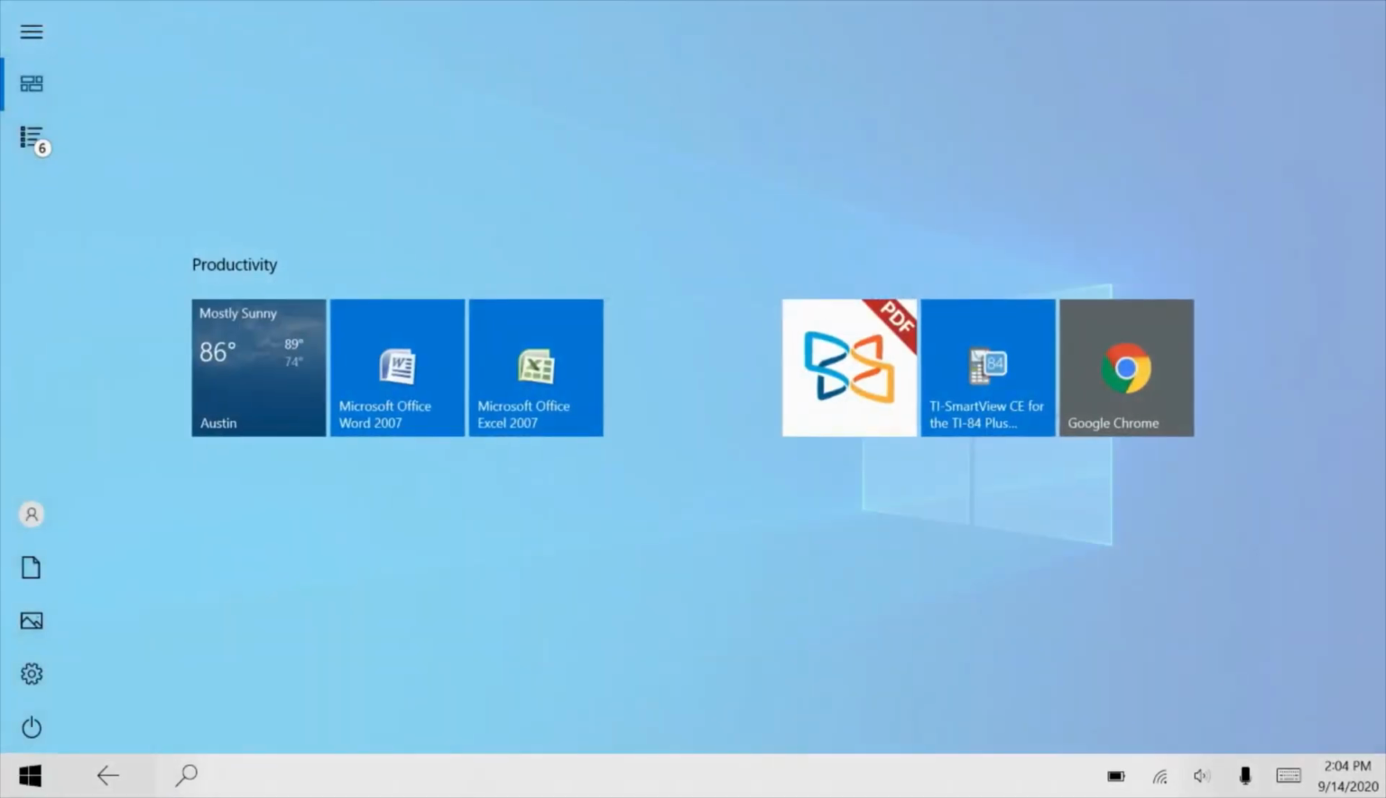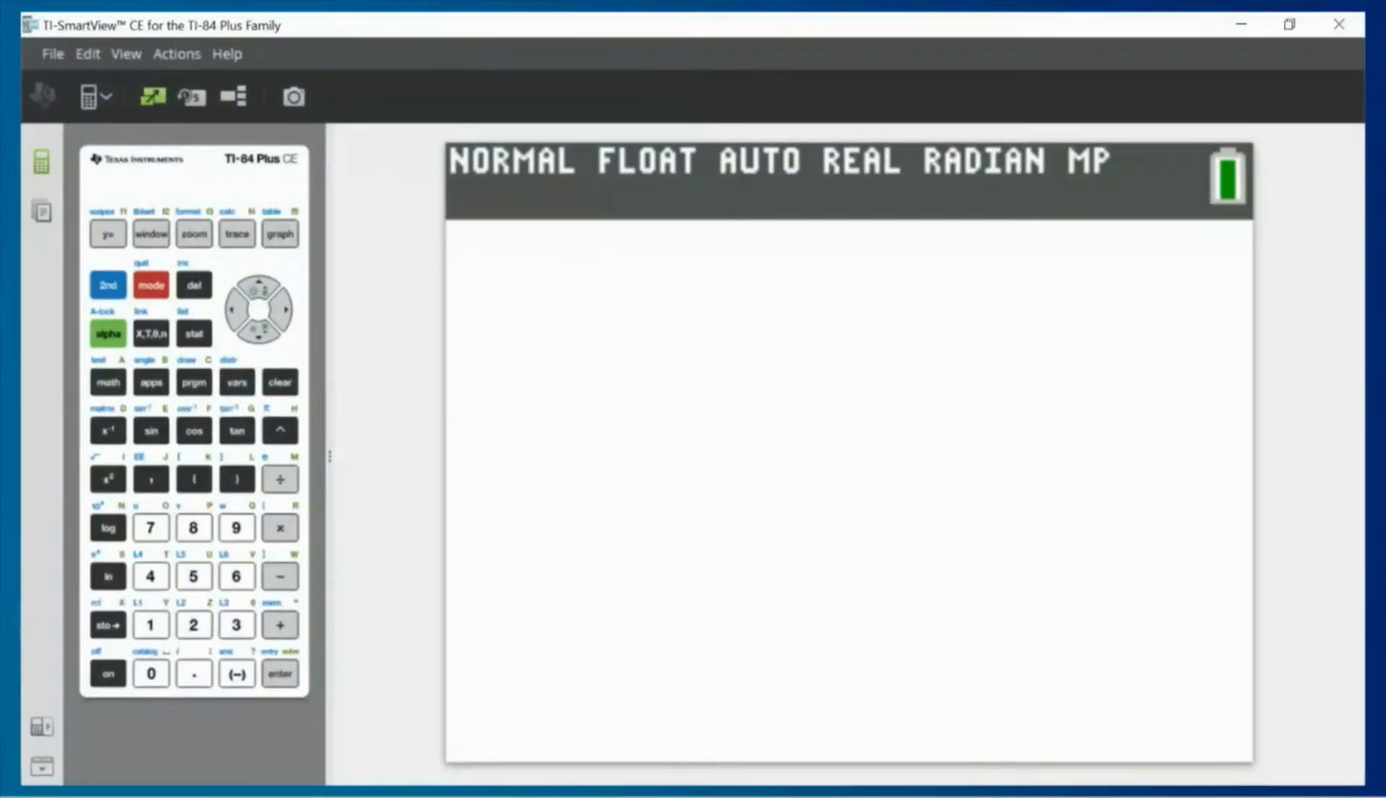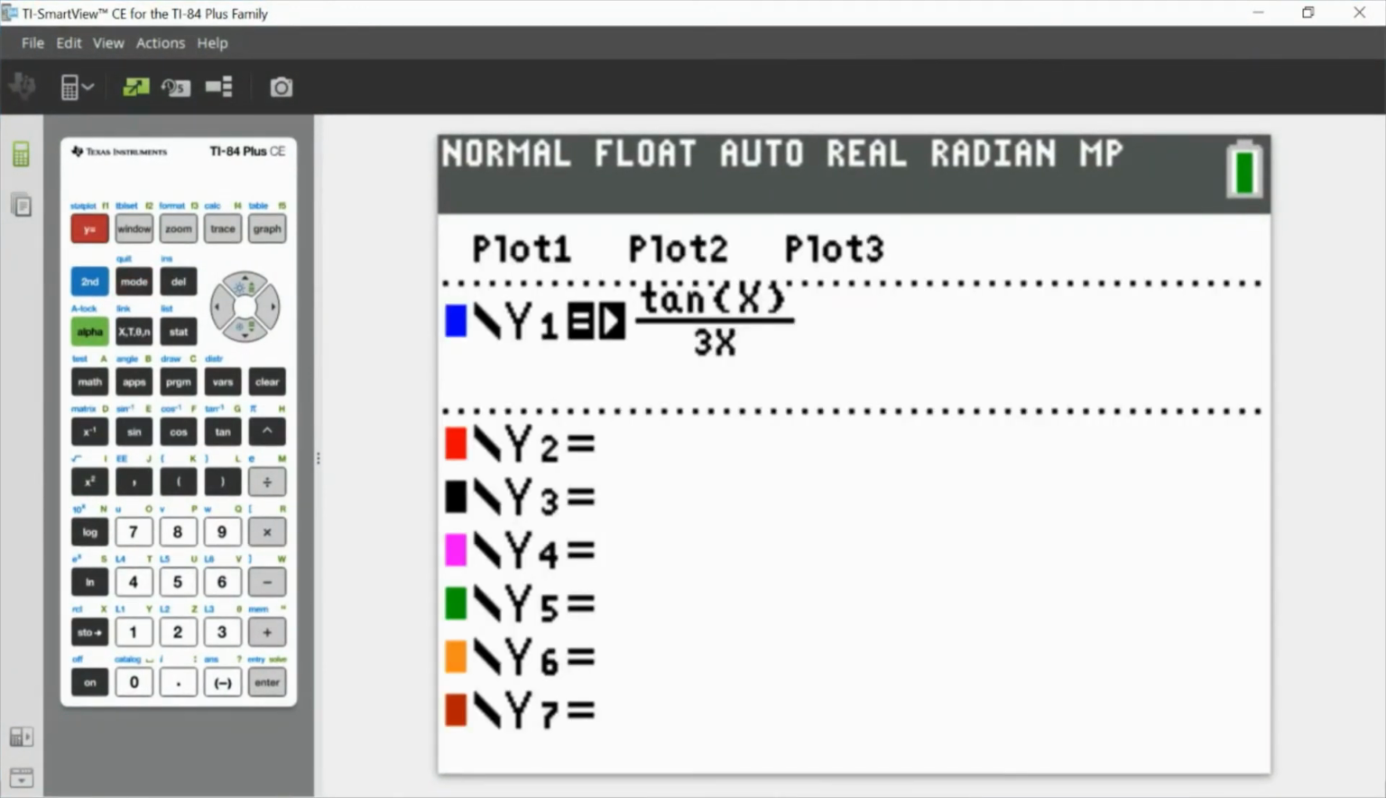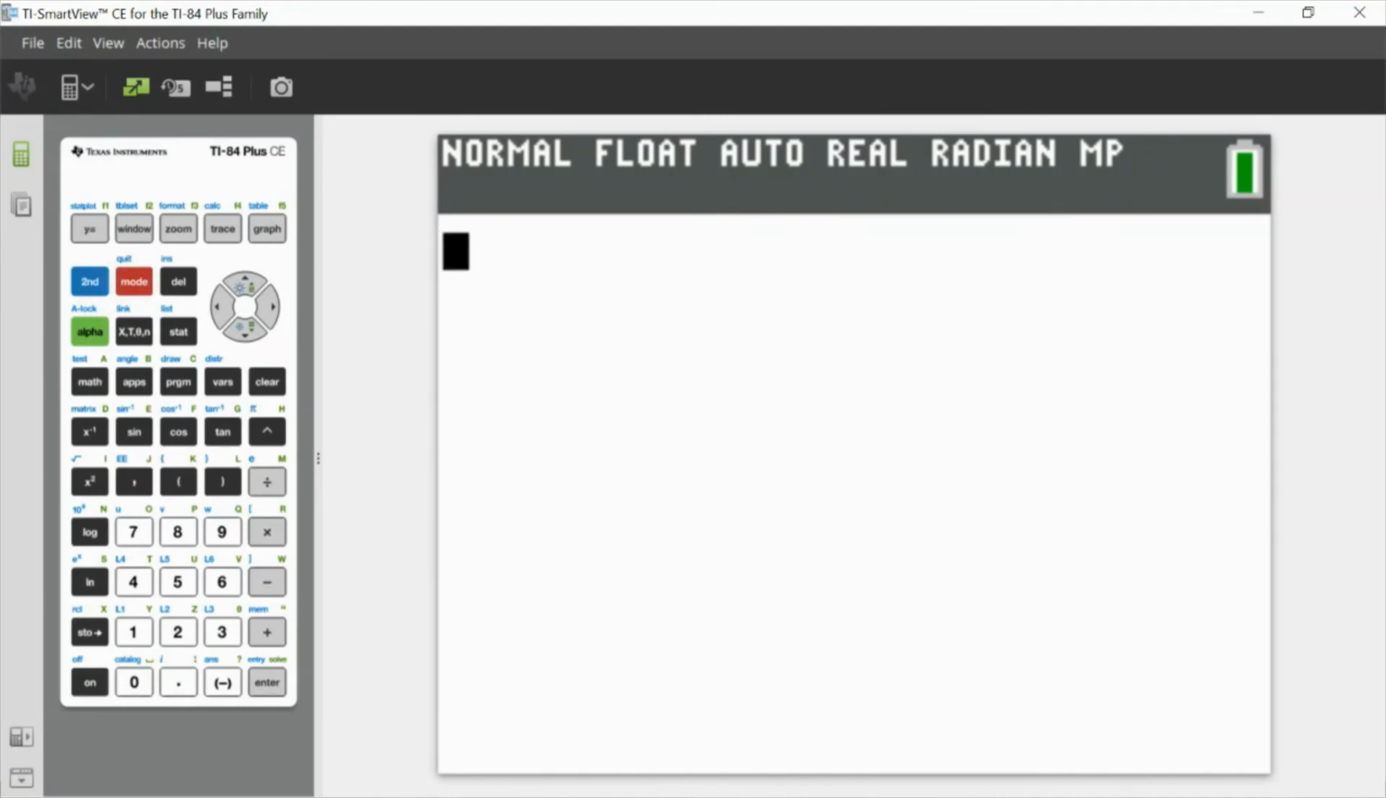So on your calculator, first of all, notice that I entered y1 as tangent x over 3x. You could look at the graph if you want, but for what I'm going to do right now, I'm not that interested in the graph. Make sure your calculator is set to radian mode. The first thing I want to do here is find that k value. I want to know what the function value is when x is 4.